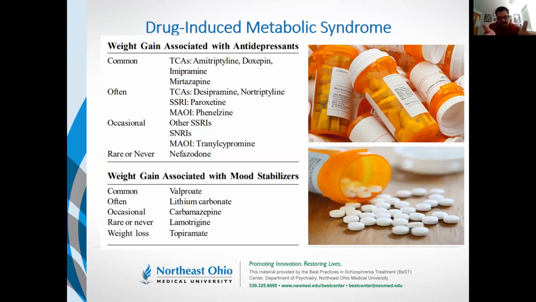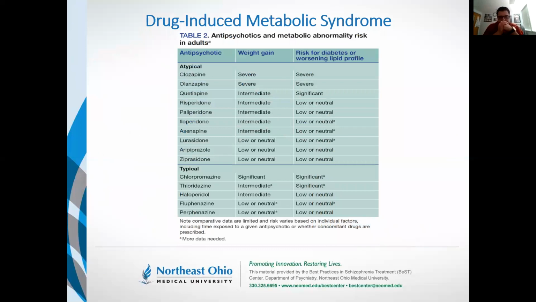With mood stabilizers, commonly we do see it with valproate, as well as lithium, occasionally with carbamazepine or Tegretol, and rare with Lamictal. Topamax, which is used for seizures as well as some bipolar disorders, does have one of those effects of possibly causing weight loss or helping assist with weight loss. So, like off-label use. And then just going a little bit more specific into the antipsychotics and their risk of causing metabolic syndrome.